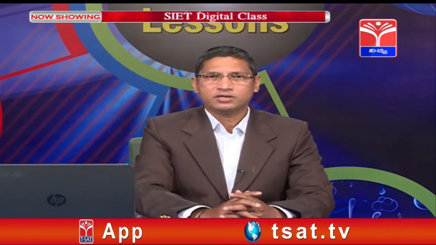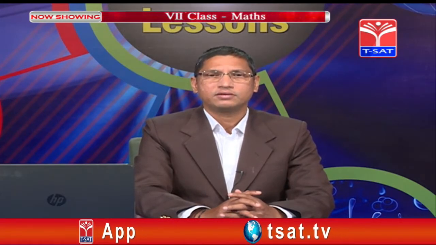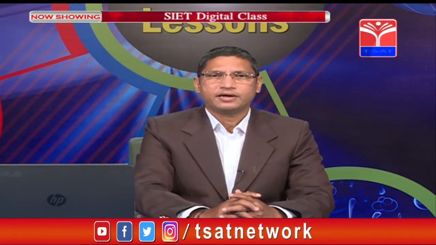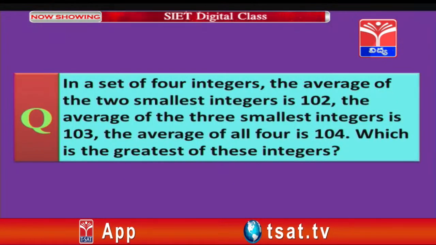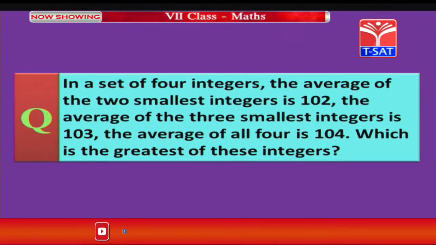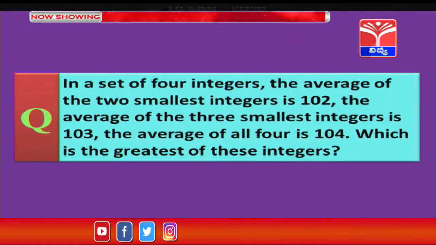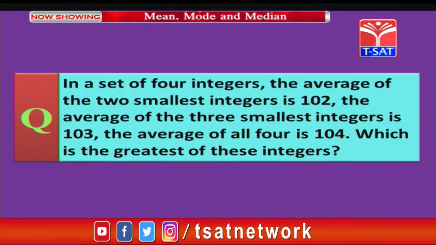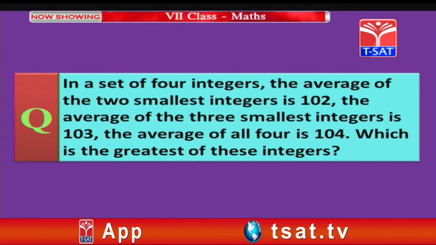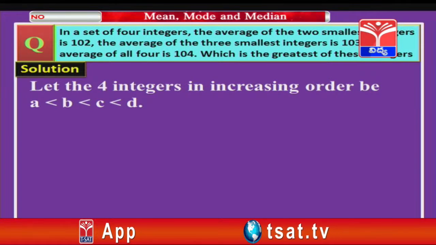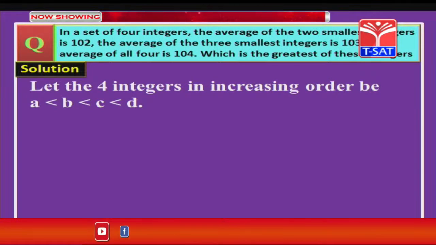So, children, we have learnt organizing the data and also calculating arithmetic mean or mean, mode and median of the data. To understand much more clearly about these concepts, let us solve some problems. In a set of 4 integers, the average of the first 2 smallest integers is 102, the average of the 3 smallest integers is 103, the average of all 4 is 104, which is the greatest of all these integers. So, children, there are 4 integers, we do not know those integers, and we are going to find out the greatest integer of all these things.